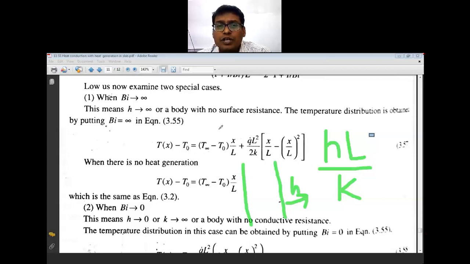So this h is tending towards infinity. That means there is no surface resistance.